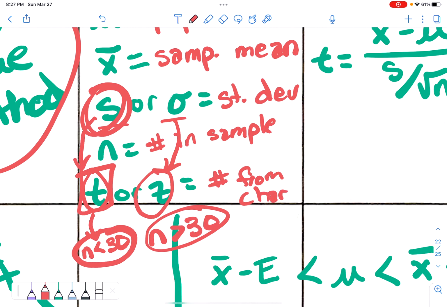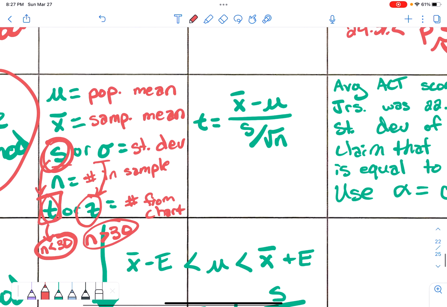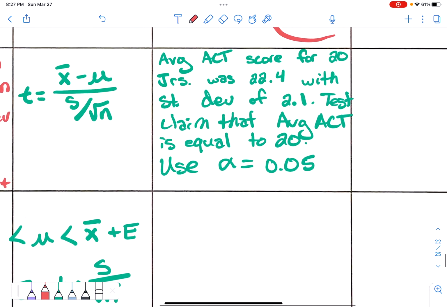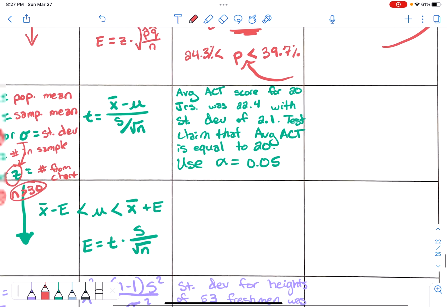There we go. Okay. All right, here is our formula. And then we've got our example over here. Oh, we've got a formula down here for error. Okay, let's go over here, and I'm going to list the stuff that we have.